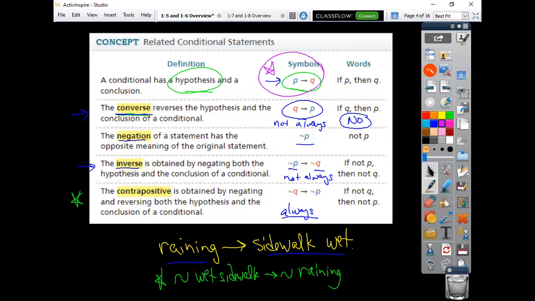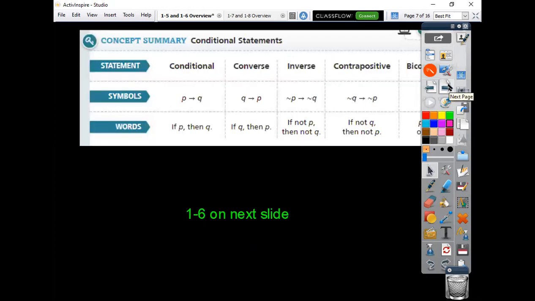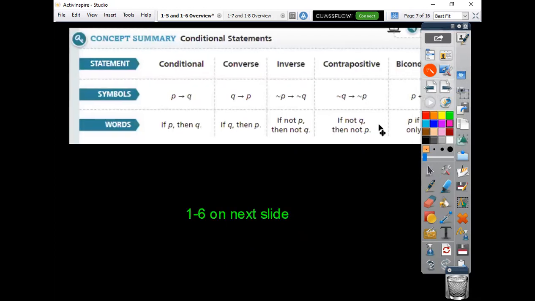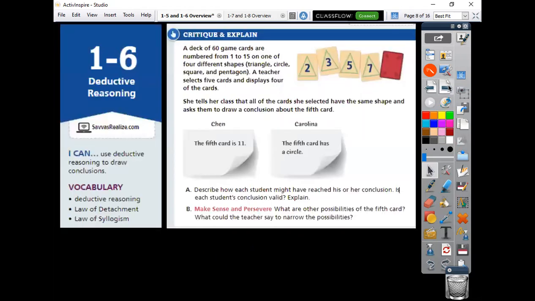All right, so for proofs, it's all based off using these logical reasonings. We could talk about more examples. There's this chart here that summarizes everything we just talked about. But let's go ahead and continue to deductive reasoning.